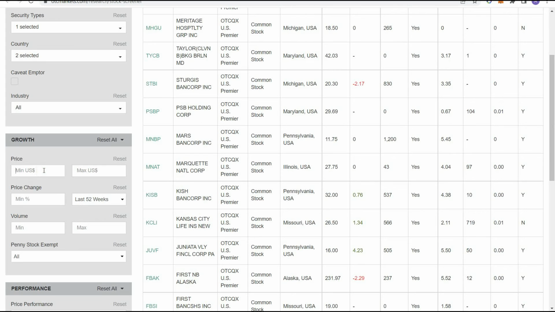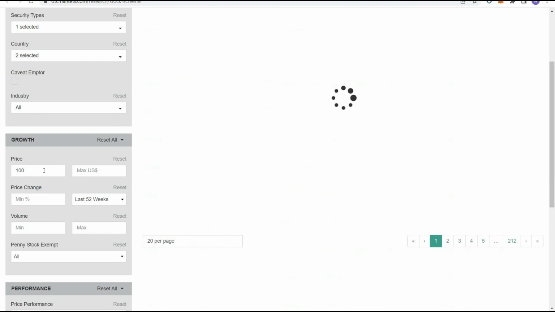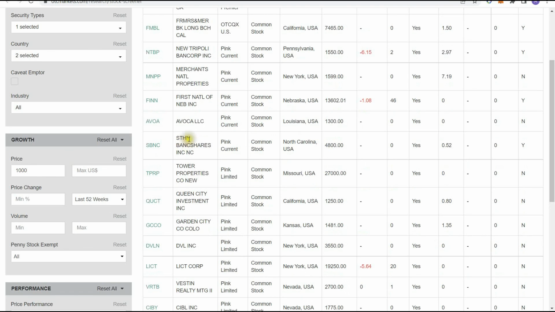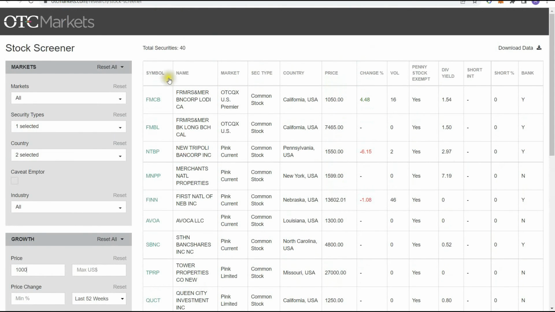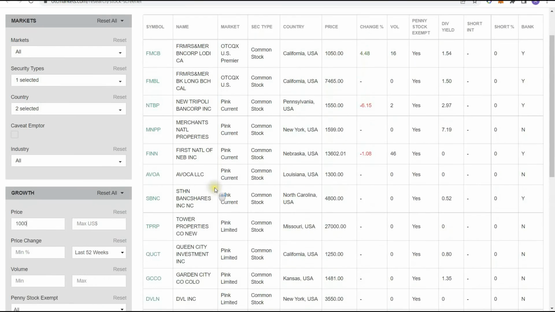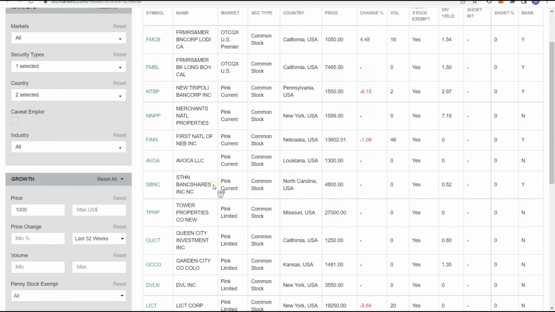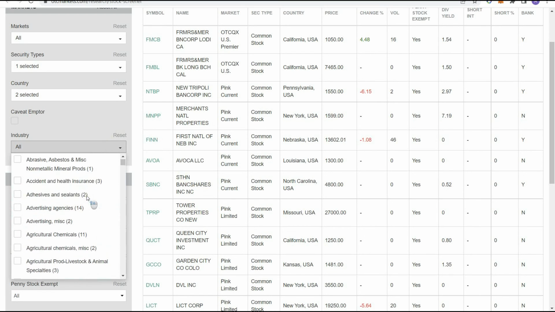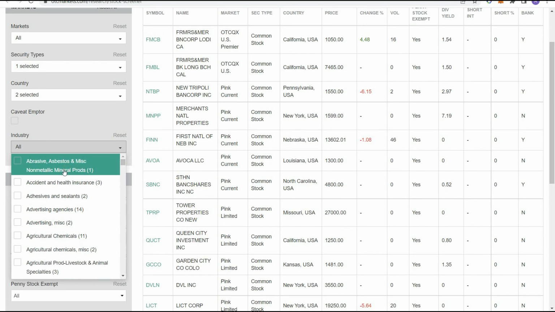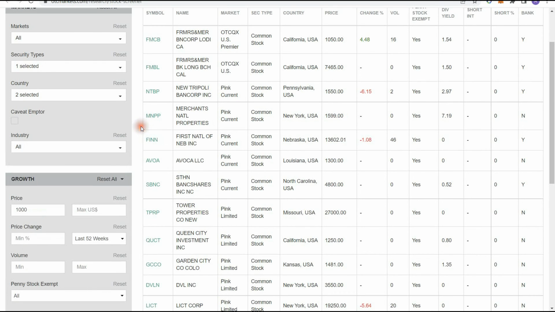And it depends on how high you want to go. Typically, I like to set it for at least 100, but sometimes if I want to raise the bar a little bit, I'll set the minimum share price to $1,000. Now, as you can see here, a lot of them are actually banks. So if you don't want to screen for banks, you can change it based on the industry. You can check off banks so you don't screen for them.